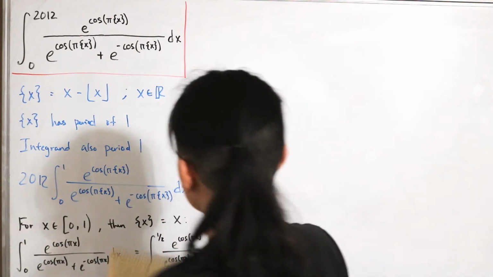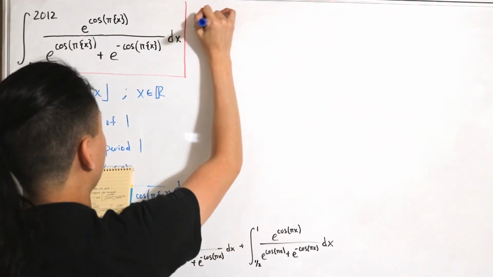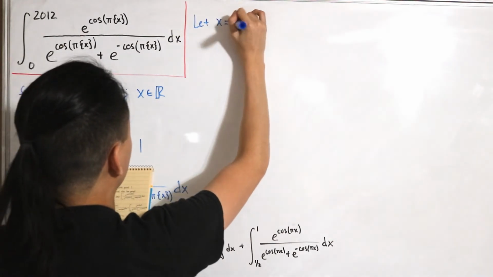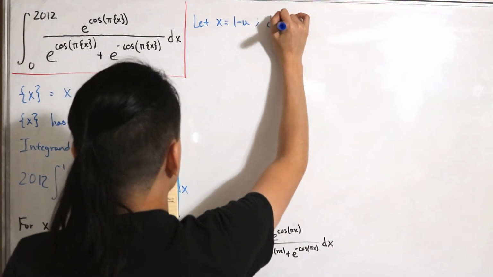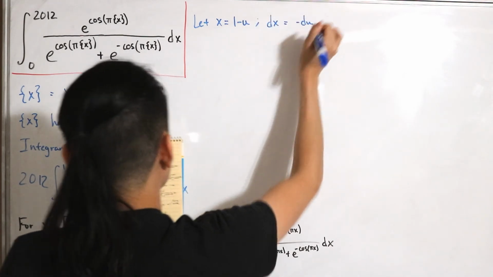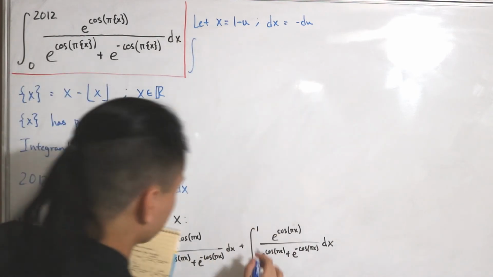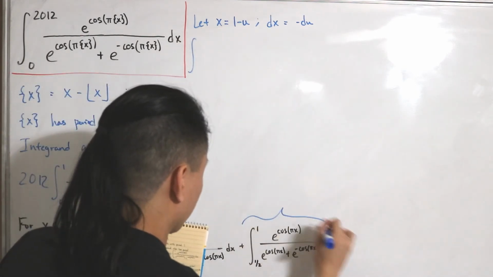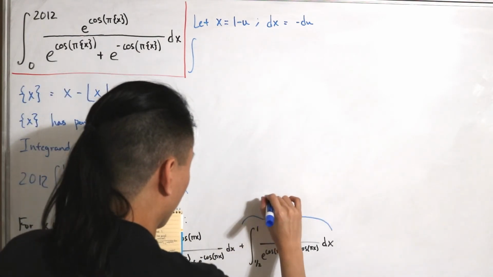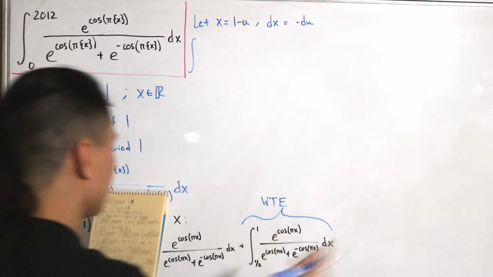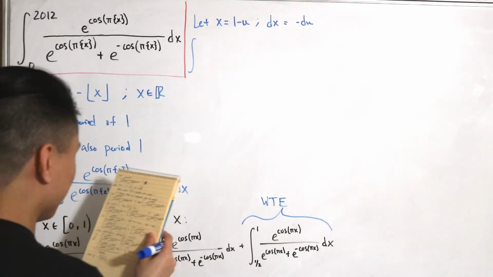So what we'll do is let x equal 1 minus u. If I differentiate both sides, that means dx is going to equal negative du. Now putting this back in, I should also say, let me put this over here. I'll abbreviate it, I'll say WTE for want to evaluate.